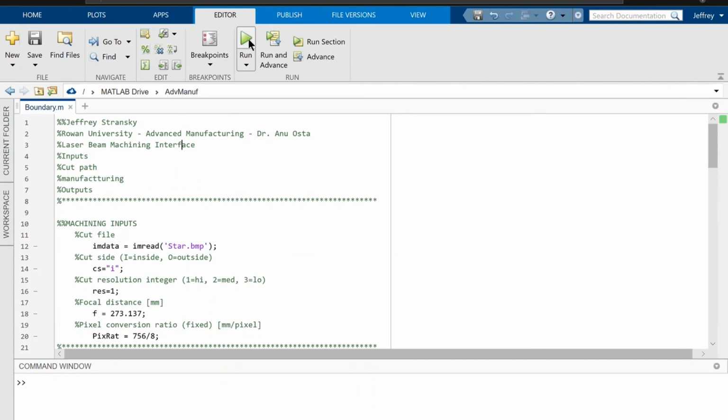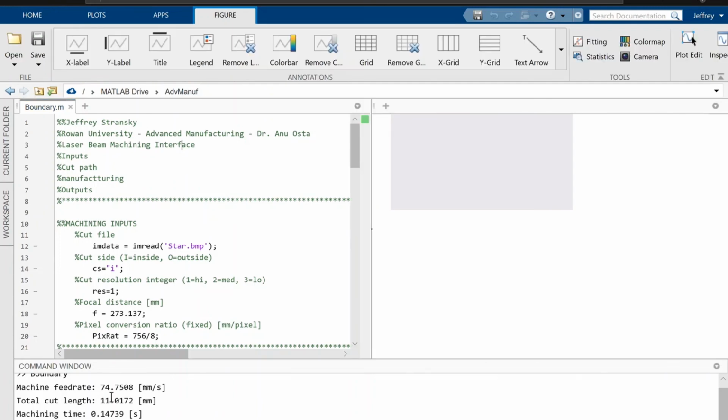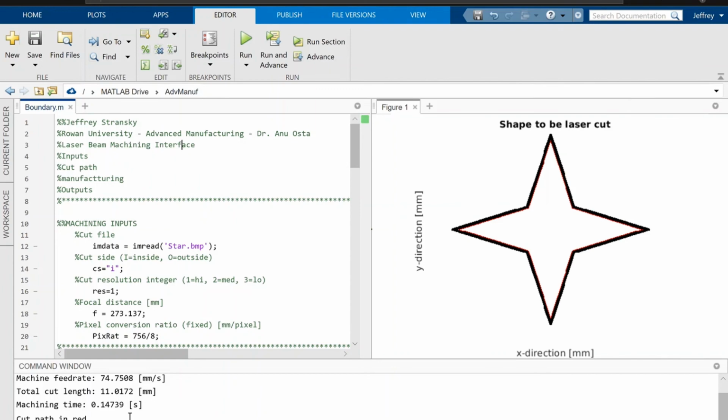And as we choose to run the file, we have a series of outputs shown in the command window, such as the feed rate, the cut length, and the machining time. Here is the total part to be machined, and as you see that thin red line on the interior, that aligns with the eye that we denoted on line 14. We can change that to be the outside of the part. Run it again, and the red line will now be plotted on the outside of the image.